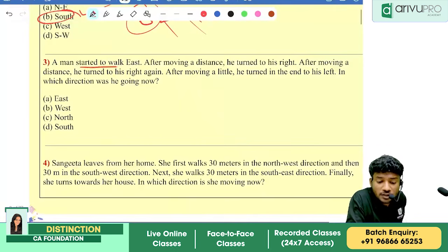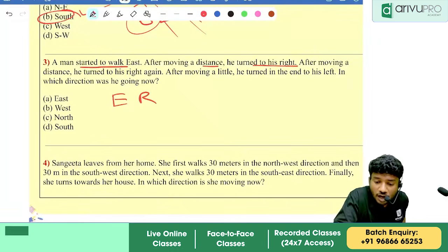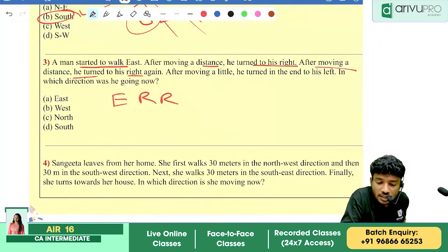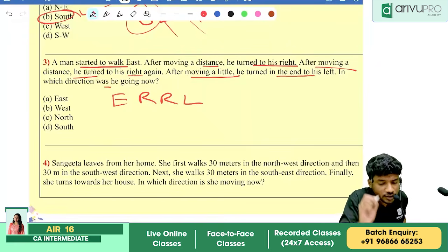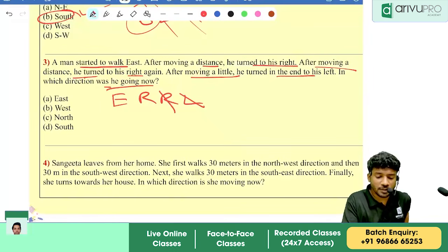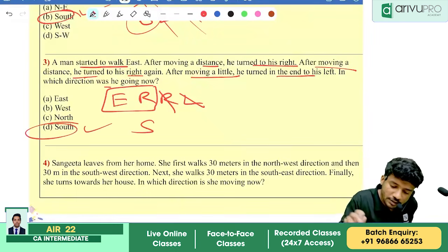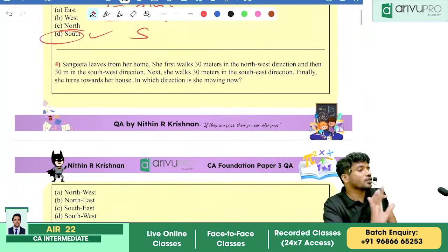A man started to walk east. After moving a distance, he turned right. After moving a distance, he turned right. After moving a little, he turned left. In which direction is the person going is the question. People, right and left got cancelled. What is remaining? East, right. Right of east is what? South. Answer is what? Option D is your answer.